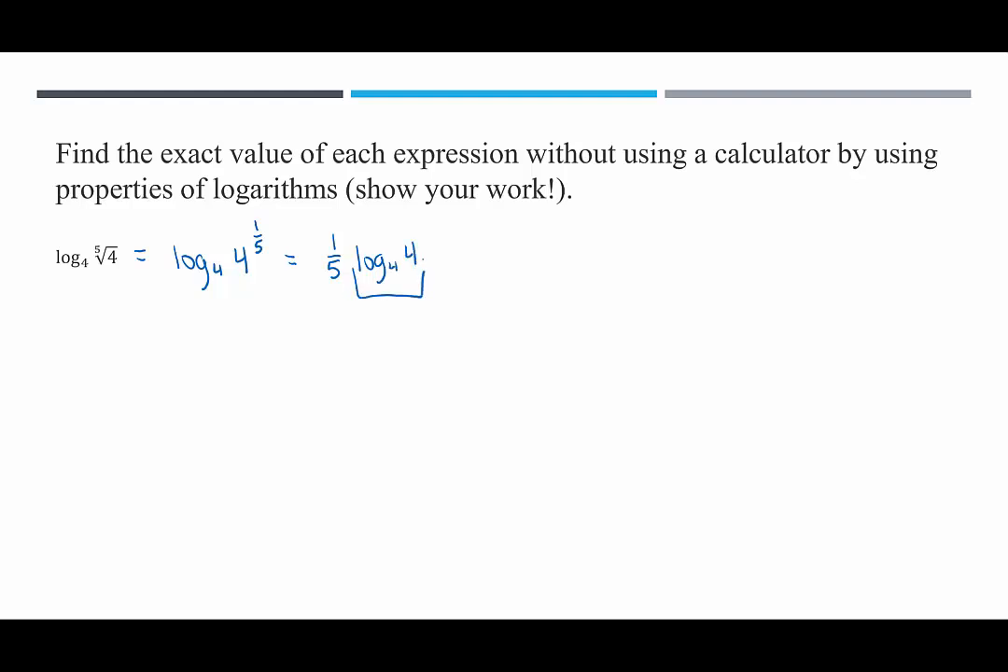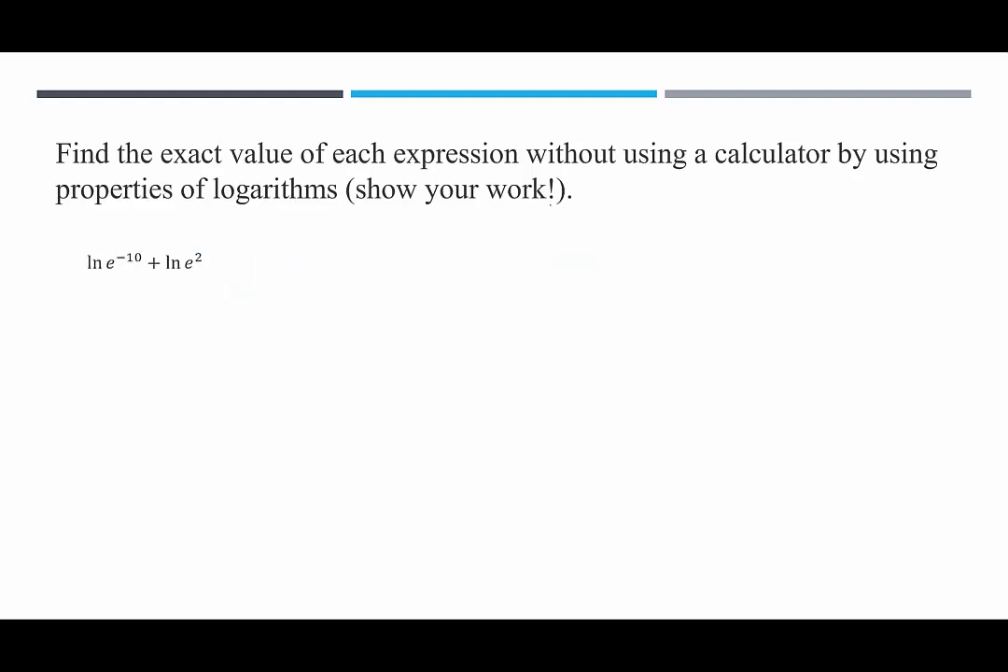But log base 4 of 4 just equals 1, right? Because this would be saying 4 to what power is equal to 4, and that would be 4 to the first. So log base 4 of 4 is equal to 1, and 1/5 times 1 is equal to 1/5, and that would be our final answer. I went very overboard with showing my work. You might not have to do every single step the way I did, but there it is all laid out for you. How about this example?